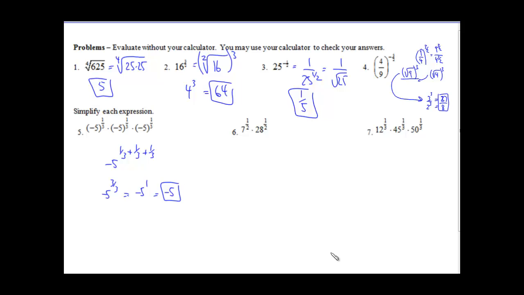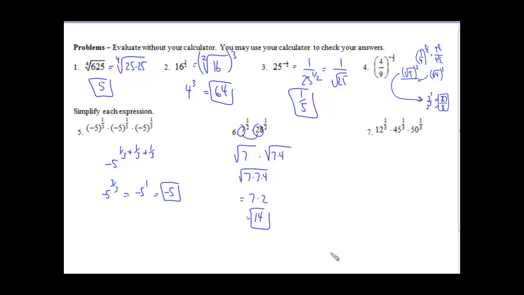Now we're going to take 6. We have 7 to the 1/2 times 28 to the 1/2. Our bases aren't the same. 7 and 28 are different, so we really can't combine, meaning we cannot add 1/2 and 1/2. So let's just rewrite if we can. This is the square root of 7 times the square root of 7 times 4, if you want to say. Well, both have index 2, so put them together. 7 times 4, bring a 7 out, bring a 2 out. The answer is 14.